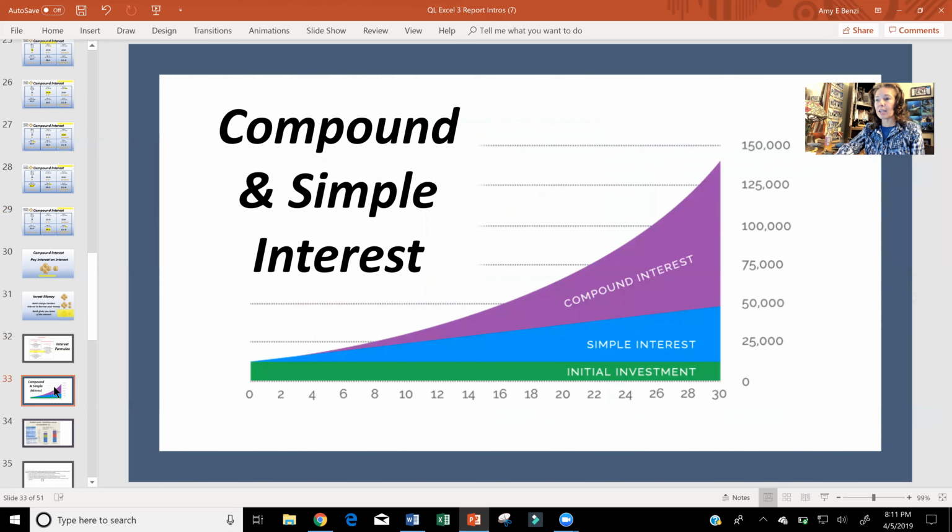And here's just, I thought this was a good visual. It shows you how the compound interest grows. Your simple interest is linear. It's kind of hard to tell that blue line is increasing related to the purple line. And then the green is your investment. The investment does not change by itself unless it is gaining either simple or compound interest.